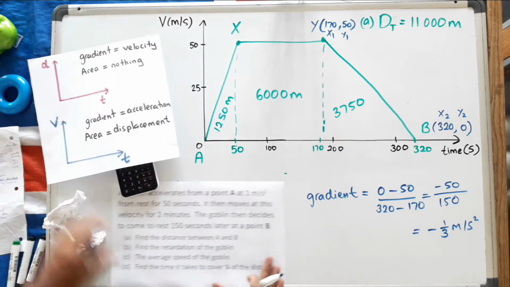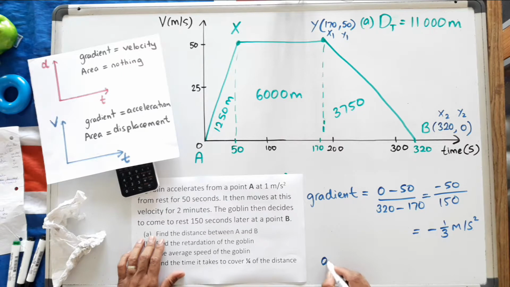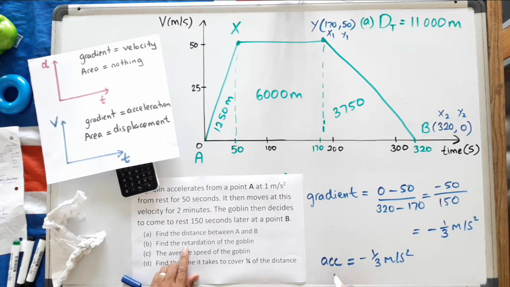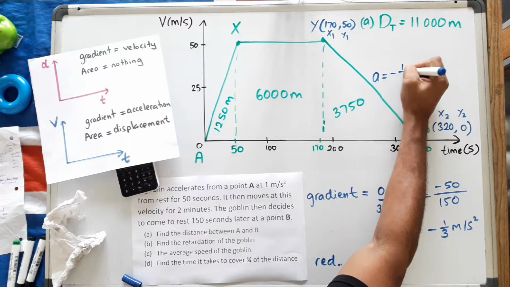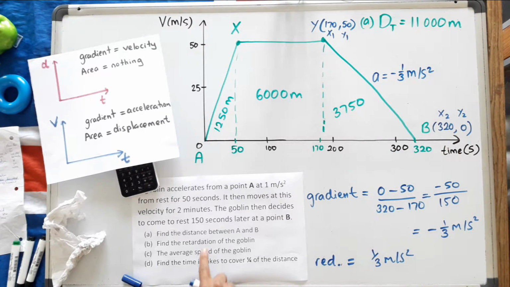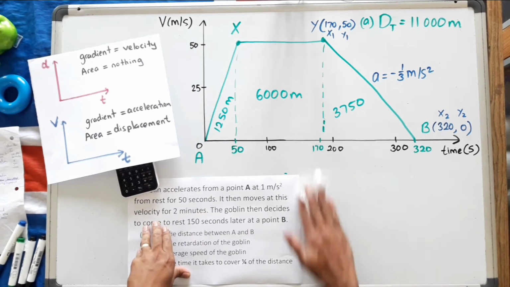Now this is a real tricky question. They ask you to find the retardation. Whenever they say retardation, it automatically means it's already negative. If they had asked you for the acceleration, the answer would be minus 1/3. But if they ask you for the deceleration or the retardation, they're already saying it's negative, so you only have to state 1/3. So the acceleration from here to here is minus 1/3 meters per second squared, but the retardation is positive 1/3 meters per second squared. All right? So that's part B.